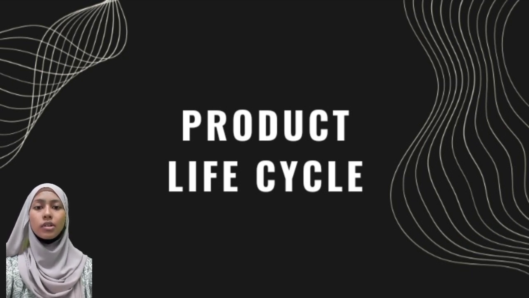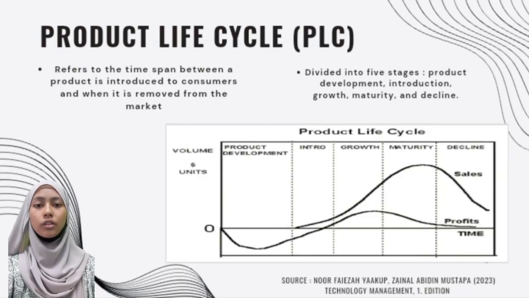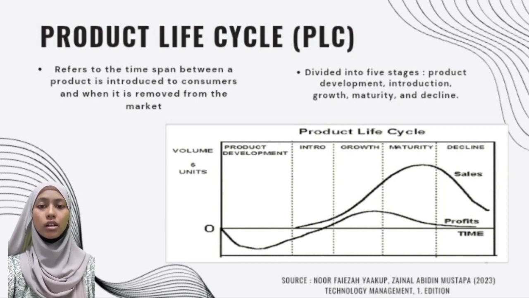I will explain about product life cycle, PLC. PLC refers to the time span between when a product is introduced to the customer and when it is removed from the marketplace. PLC is divided into 5 stages: first stage, product development; second, introduction; next, growth; following by maturity; and lastly, decline stage. But for Xerox, we only use the first 4 stages and we don't use the decline stage.